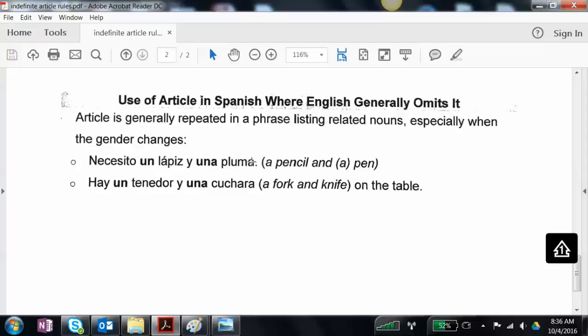And they said especially when the gender has changed. So pluma is feminine, whereas lápiz is masculine. And so therefore it makes most sense to put both. Hay un tenedor y una cuchara, a fork and knife on the table.